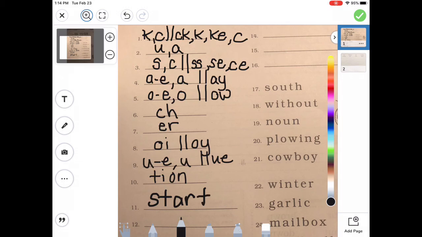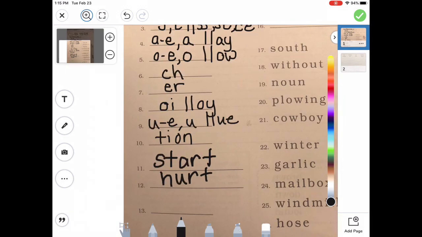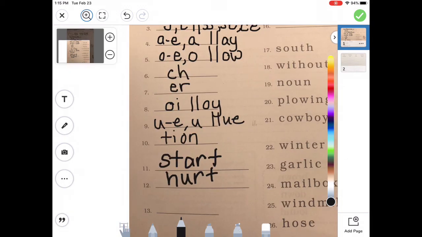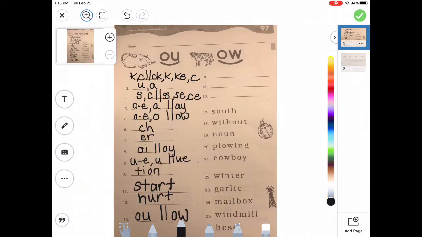How about hurt? Hurt, you have H and then, that's right, it's going to be that UR and then T, hurt. All right, and then our last sound we're going to do, how about ow? If I want to spell the sound ow, remember it can be OU in the middle or beginning of the words, like mouse, and then ending OW, like wow, wow. Perfect. All right, so let's practice using those.